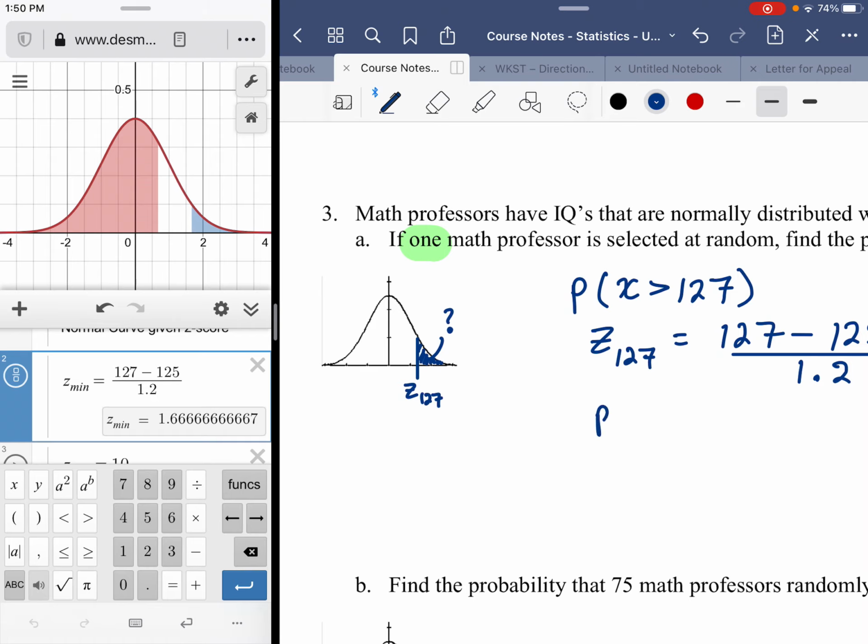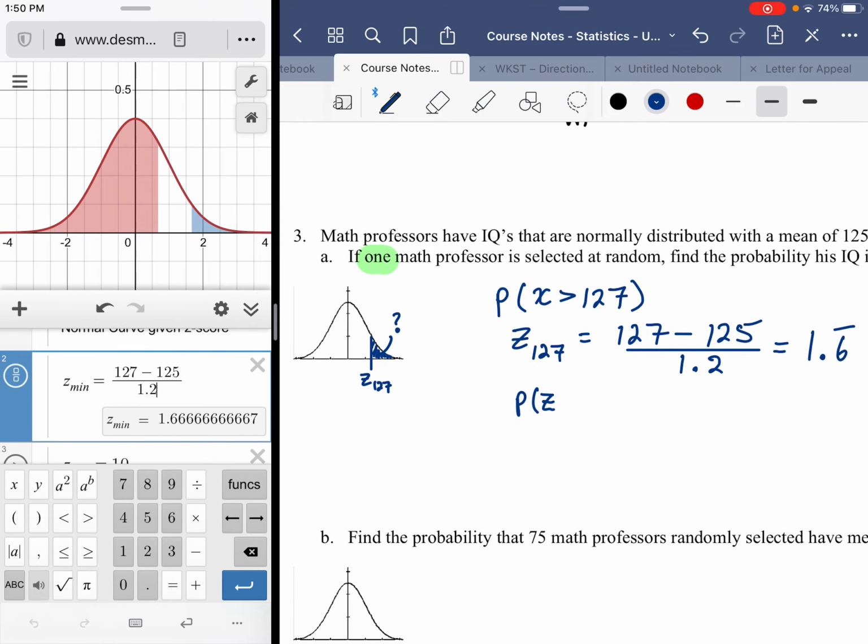That's what we're looking for. So the probability that that individual is going to have an IQ greater than 127 corresponds to the z-score being more than 1.6 repeated.